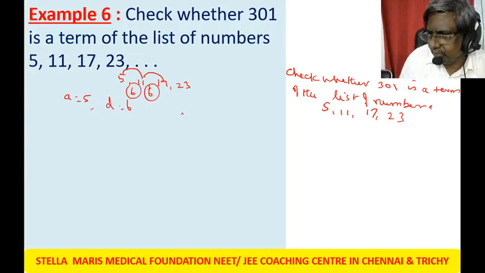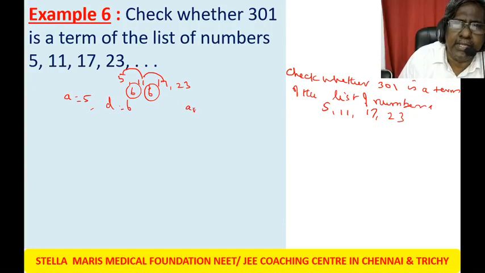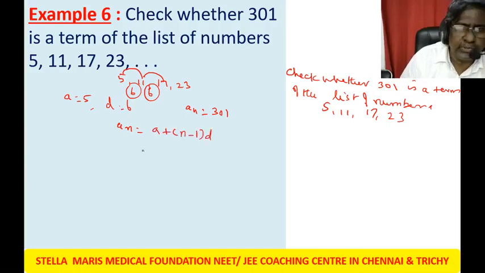So I want to check it. I keep An as 301. If it is in the list, n should be a positive integer. So I can write this formula: An is equal to A plus n minus 1 into D. So An is equal to 301, A is 5, plus n minus 1 into 6.